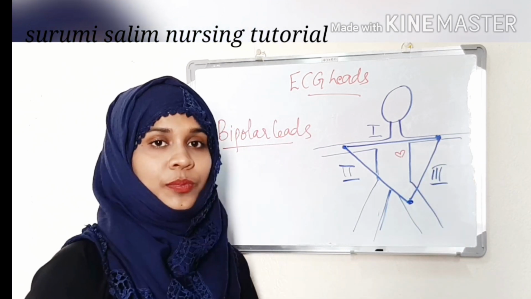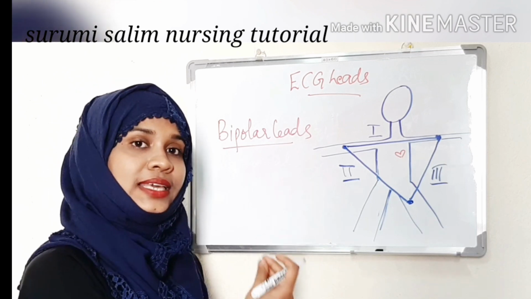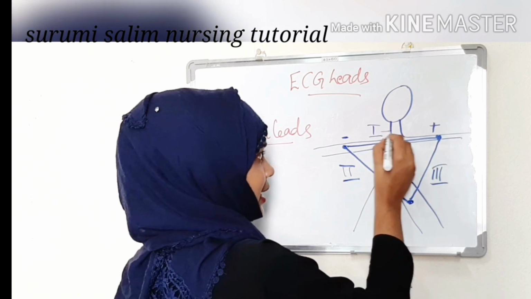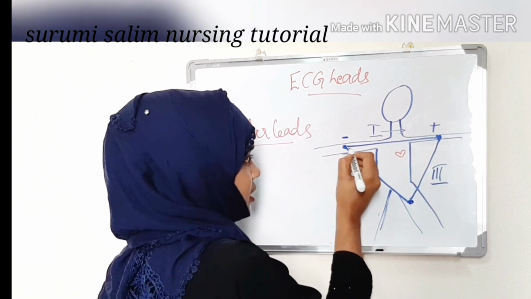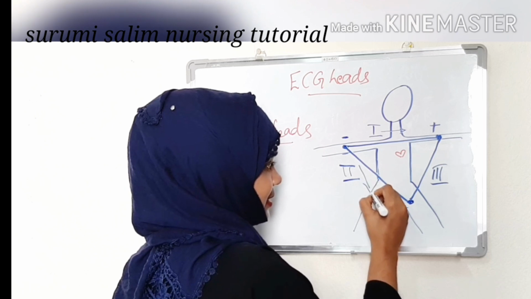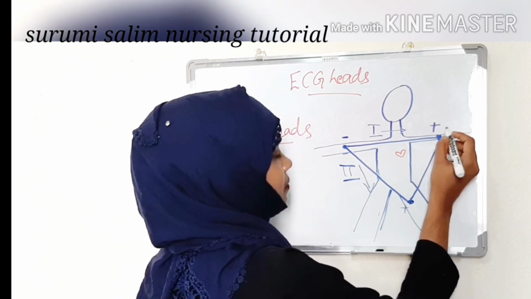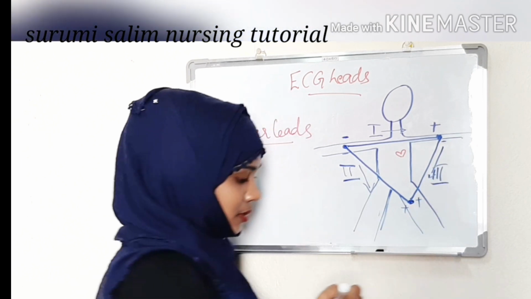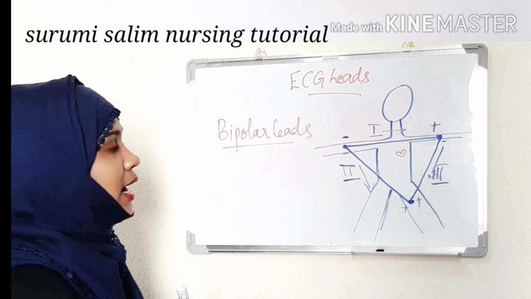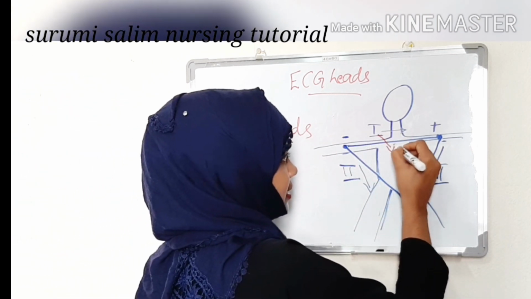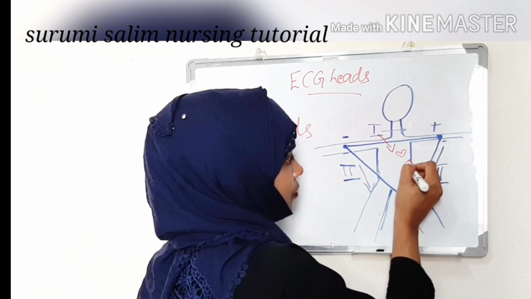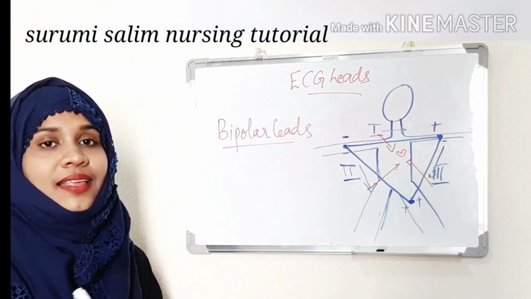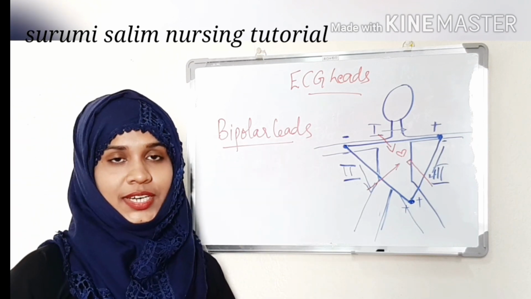As I told you before, these use two poles, so we will see the charges also. The flow of direction is from negative to positive, like this, and the leads view the heart in directions like this. This lead will be viewing like this, and this one will be viewing the heart like this. So these are the bipolar leads that are used in the ECG.